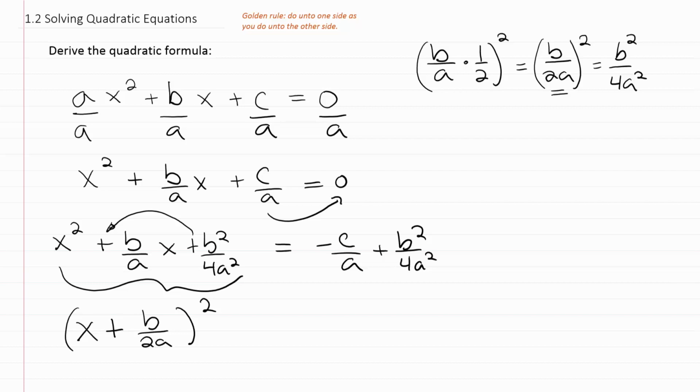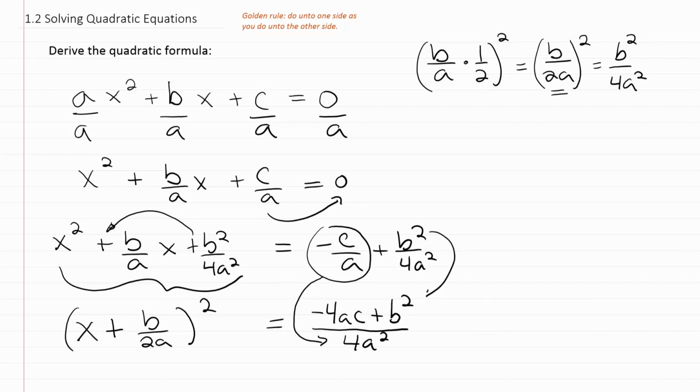Now from there, that'll be equal to, we can clean that up just a little bit, so we can write it as a fraction with a common denominator, so that's going to be something over 4a squared, right? Now how do I get this fraction to have a denominator of 4a squared? Well, if you think about it, I had to multiply the bottom by 4a, so I'll have to multiply the top by 4a, so it'll be minus 4ac plus the b squared from here, right? Okay, good.